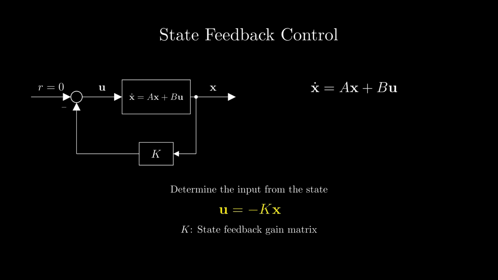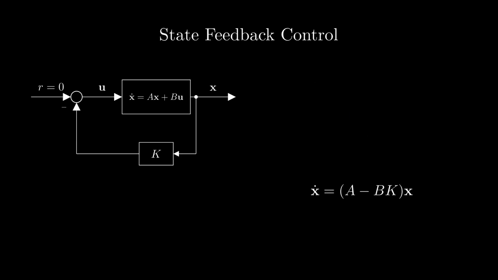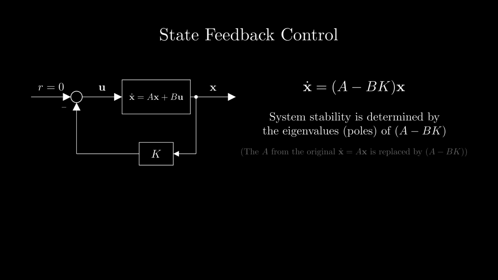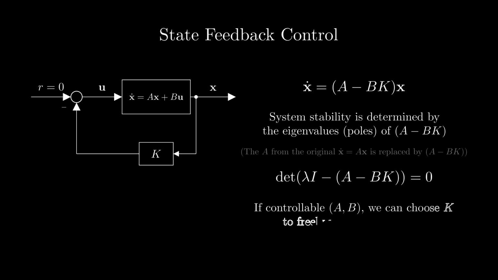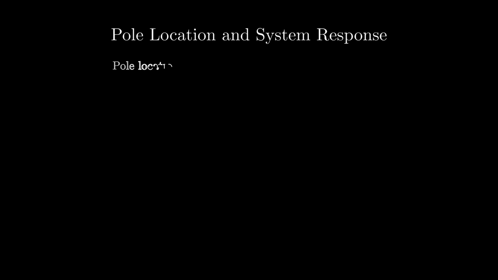Using this, the closed-loop system, the system after closing the control loop, takes the form x dot equals a minus bkx. The dynamic behavior of this system is completely determined by the eigenvalues of the matrix a minus bk. These eigenvalues are called the system's poles. The position of these poles is important? Critically important. The system's response is directly determined by where the poles are in the complex plane.